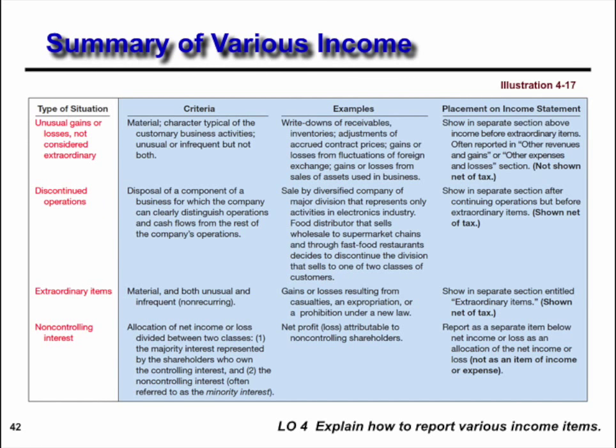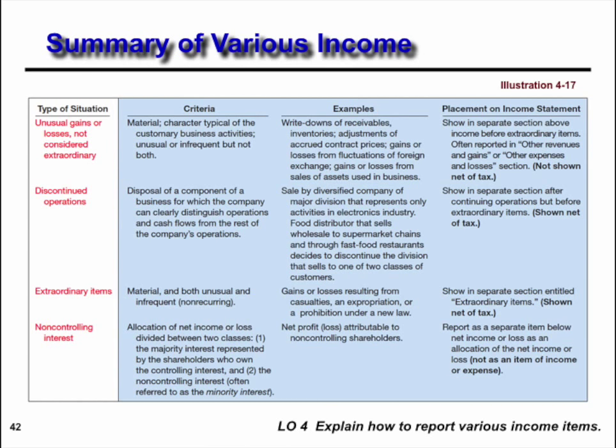One example is a food distributor that sells wholesale to supermarket chains and through fast food restaurants and decides to discontinue the division that sells to one of two classes of customers. And where are they placed on the income statement? They are shown in a separate section after continued operations but before extraordinary items, and they are shown net of tax.